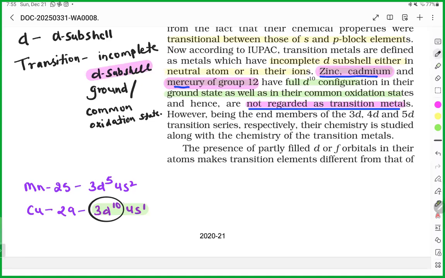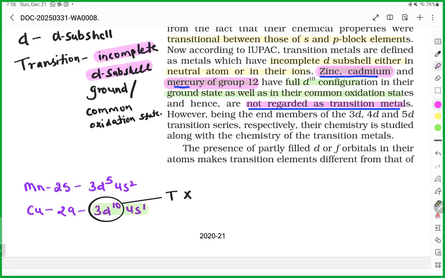Sir, it has a complete d subshell, so it is a transition element. It is not a transition element because the d subshell is complete, right? What we said is that there should be an incomplete d subshell. Here it is complete, d is full. Correct. It is not a transition element, right? Yes, sir. The answer is no. That is the special thing.